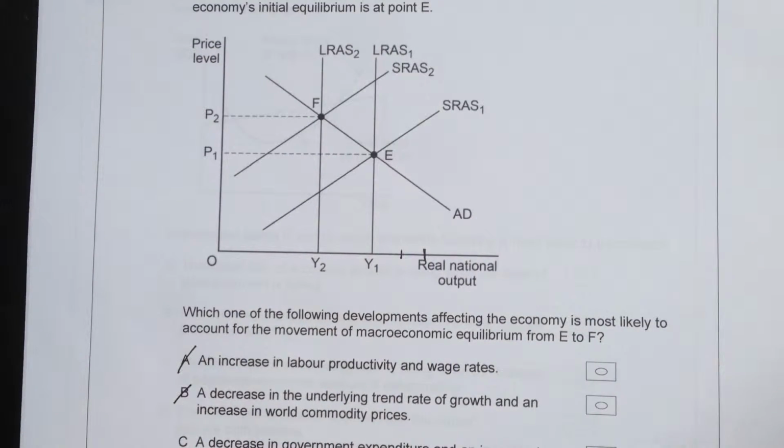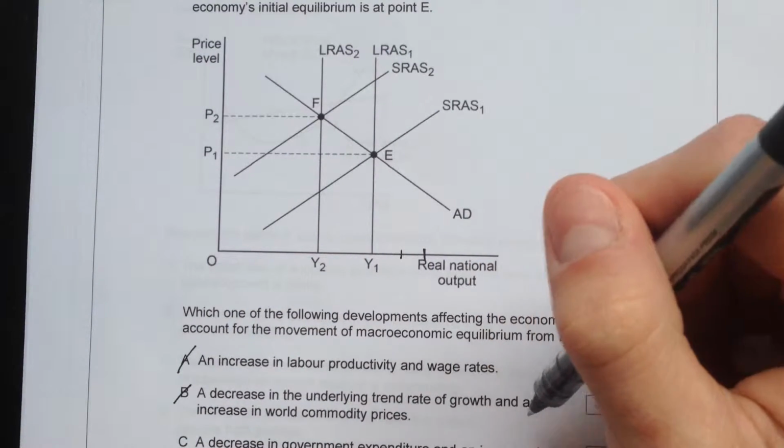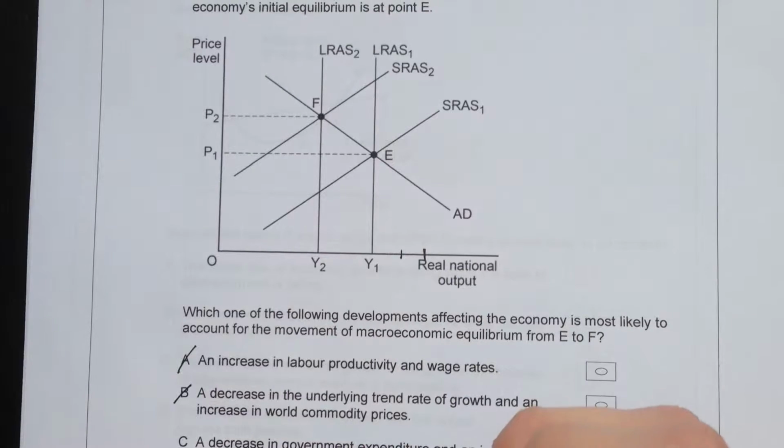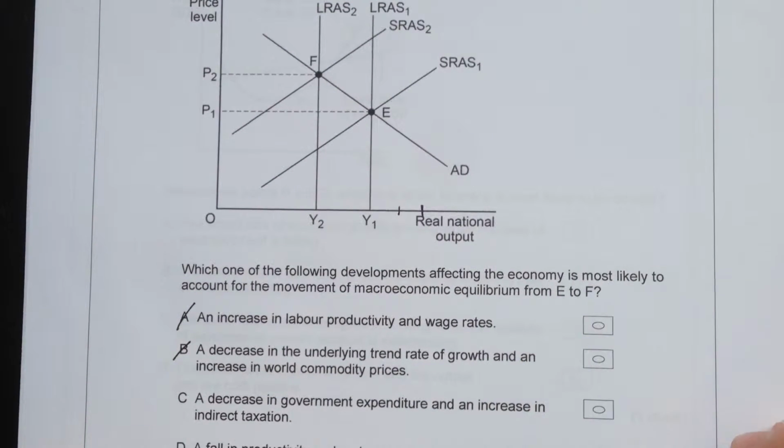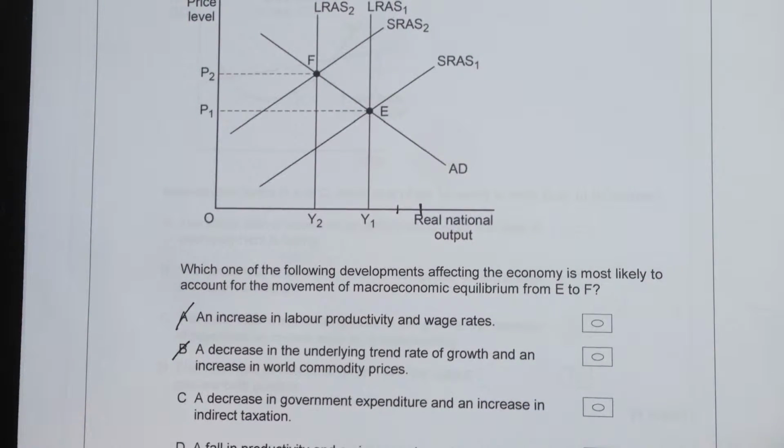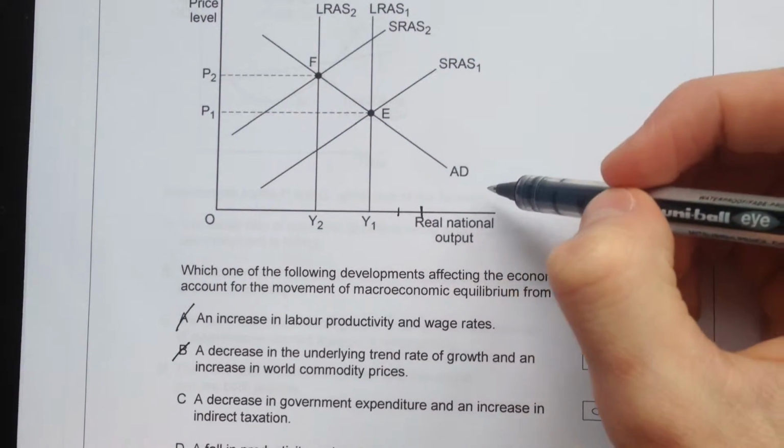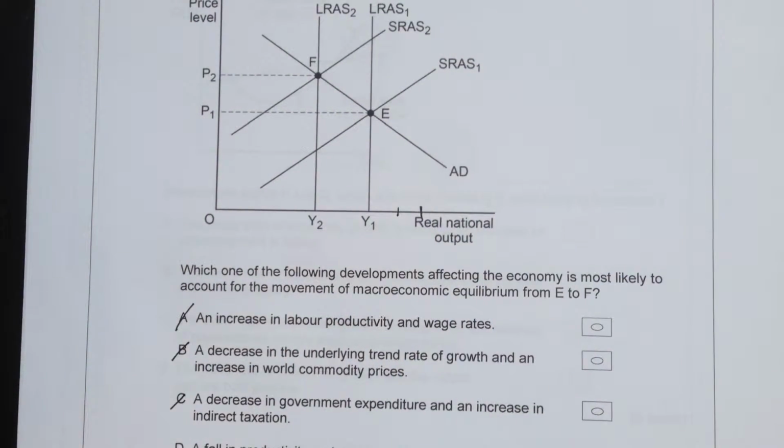C, a decrease in government expenditure and an increase in direct taxation. If there was a decrease in government expenditure, then that would affect AD. And AD here is constant, so it won't be that one either, which means it must be D, which we'll just check.